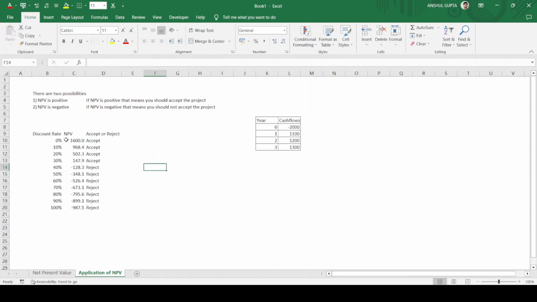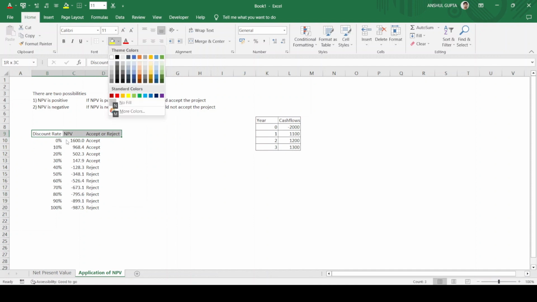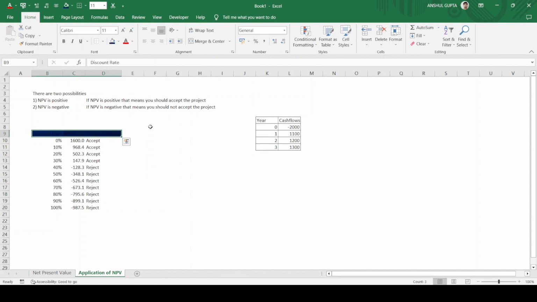So in this way, first of all, let's perform the formatting part as well. Alt HS. Let's make this dark blue. Let's make this text bold. Let's change the font color to white for better visibility.